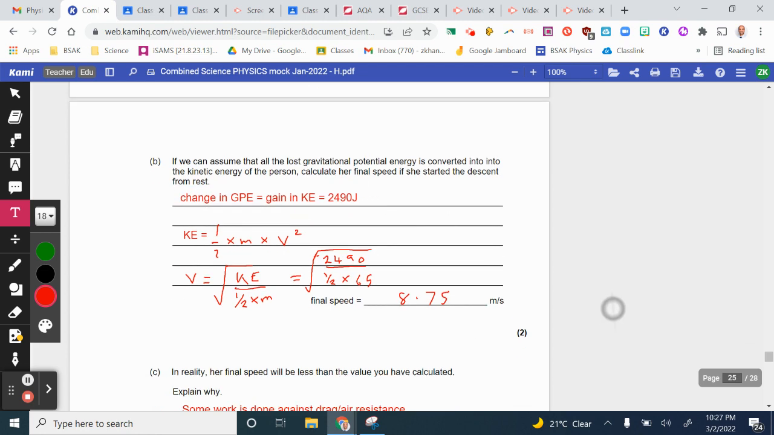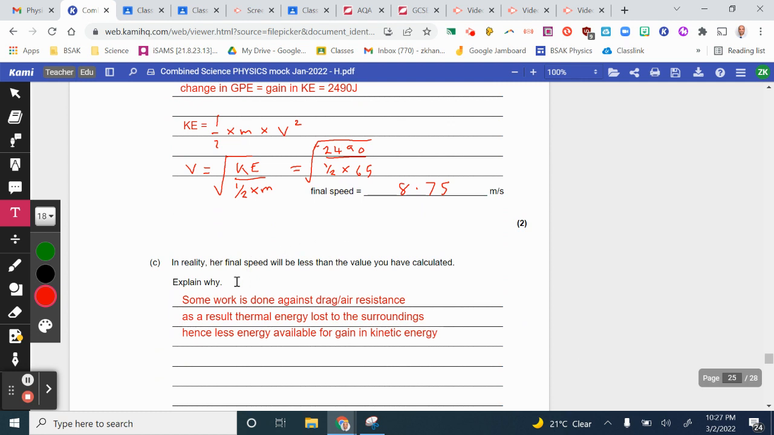So what we need to say is some energy or some work is done against air resistance, and as a result, some heat energy is lost to the surroundings. So that means there's less kinetic energy available to the person, and as a result, they're going to have a lower speed.